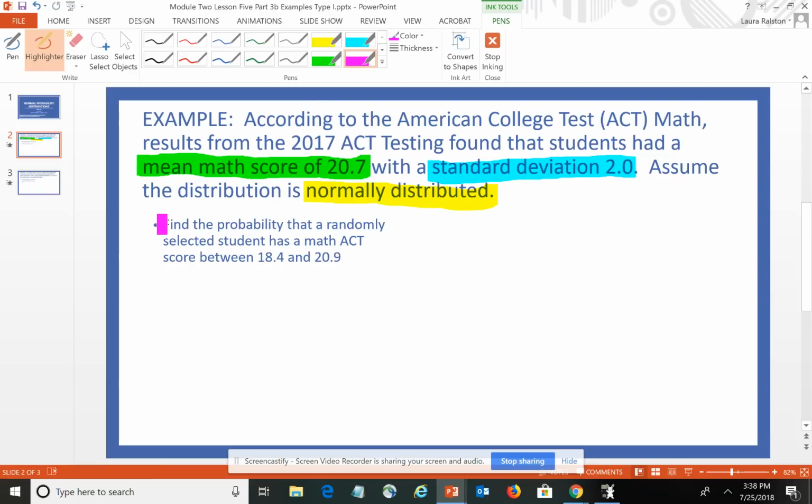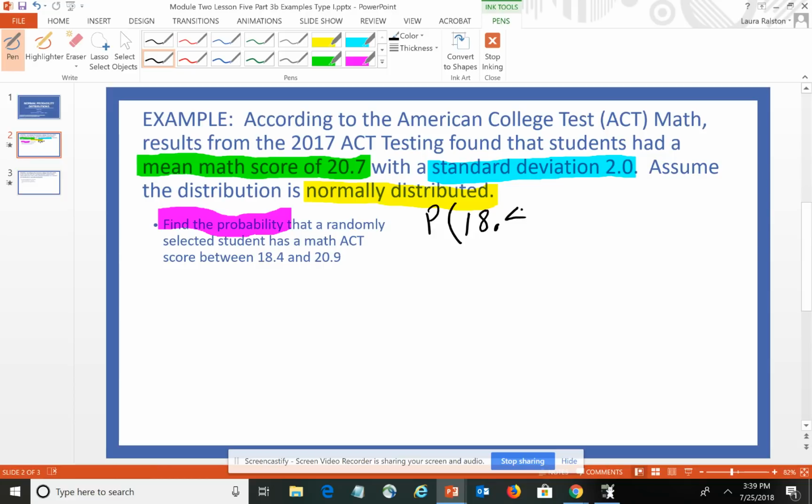Again, the clue to tell me which command to use on my calculator is that it says find the probability. It could also say find the percentage, or find the area under the curve. Remember, those phrases are synonymous and refer to the same thing. So this question says, find the probability that a randomly selected student has a score between 18.4 and 20.9. And again, as we've seen with the others, you can write this expression in symbols.